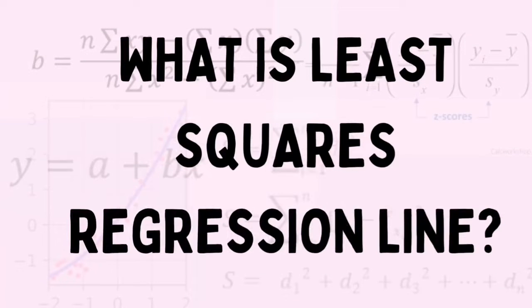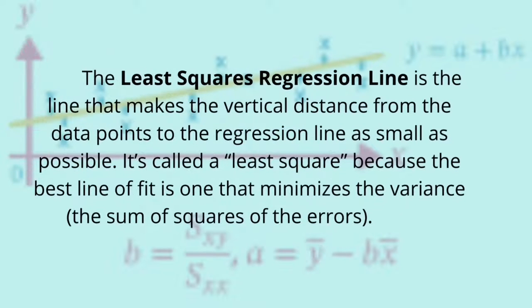So, what is the least squares regression line? The LSRL is a line that makes the vertical distance from the data points to the regression line as small as possible. It is called least squares because the line of best fit here is one that minimizes the variance, or the sum of squares of the errors. Given any collection of pairs of numbers and the corresponding scatter diagram, there always exists exactly one straight line that fits the data better than any other, in the sense of minimizing the sum of the squared errors. It is called the least squares regression line.